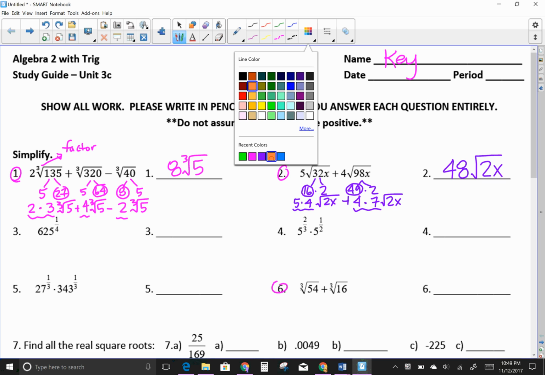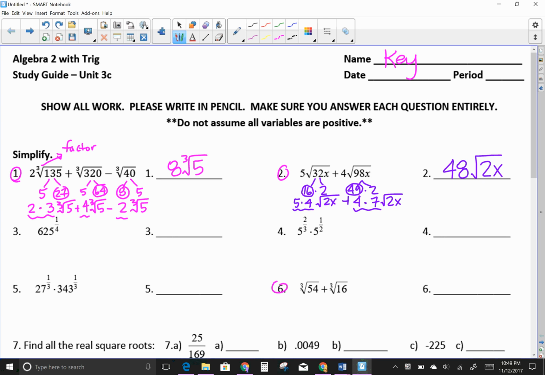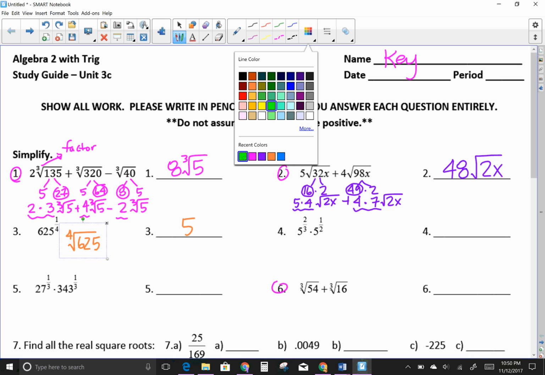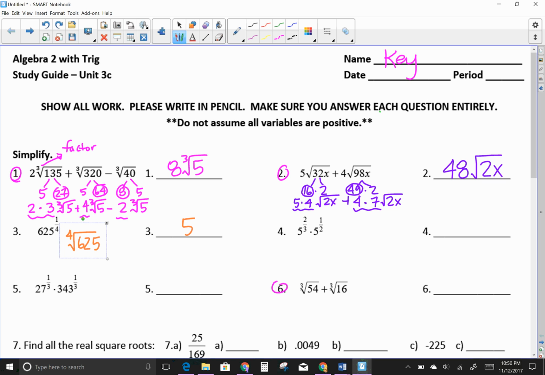All right, next I have 625 to the 1/4, and I have told you that you have to write some type of algebraic equivalent statement. 625 to the 1/4 is the 4th root of 625. Now, if that comes out evenly when you put it in your calculator, then fine. Put the answer in the blank and move on. If you do not know how to use your calculator, come see me.